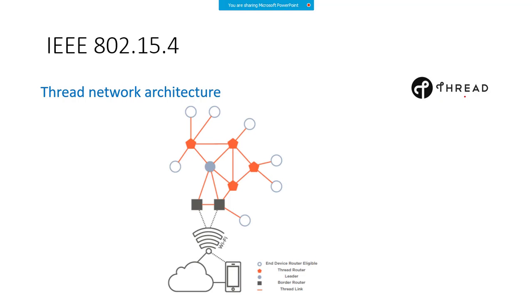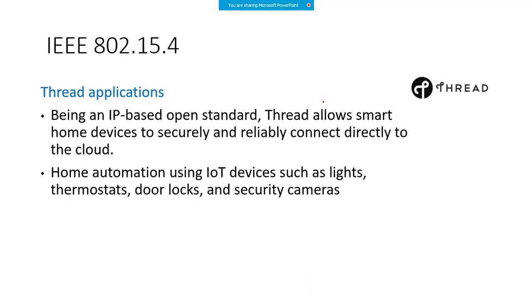And this is the network architecture. You can see even Thread could be interconnected with Wi-Fi. Here you can see the router eligible end devices. This pentagon represents the Thread router, and there is a concept of the leader here, which may do the aggregation of the data. You have a Thread link, the orange line, and these are the border routers, through which you can connect with other technologies. So this is how your Thread network architecture looks.